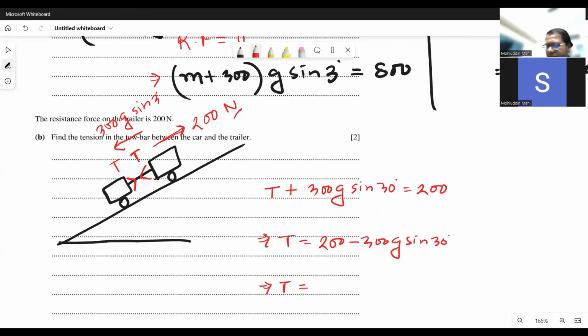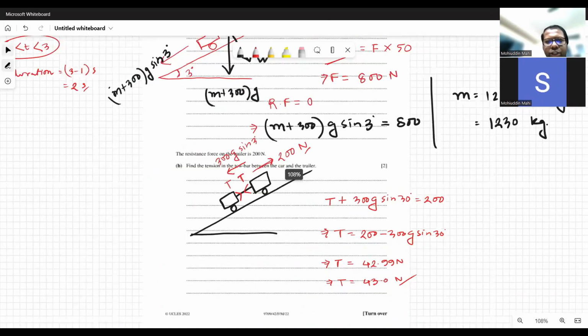Now just solve it. It's going to be 42.99 Newton. If you round it off to 3 significant figures, it's going to be 43.0 Newton. So that's the answer. We are done with question 3. Let's move on to question 4.